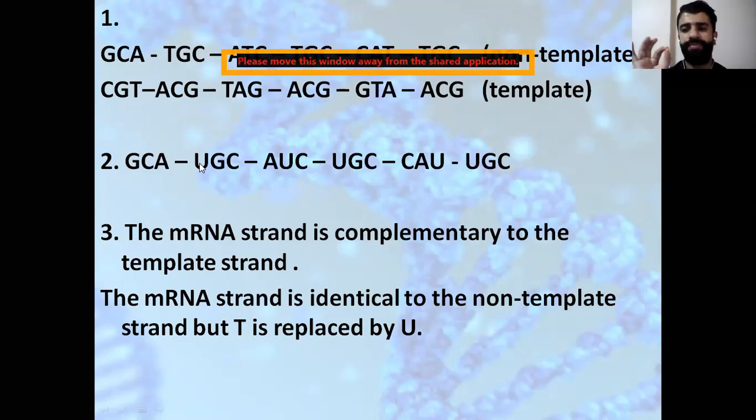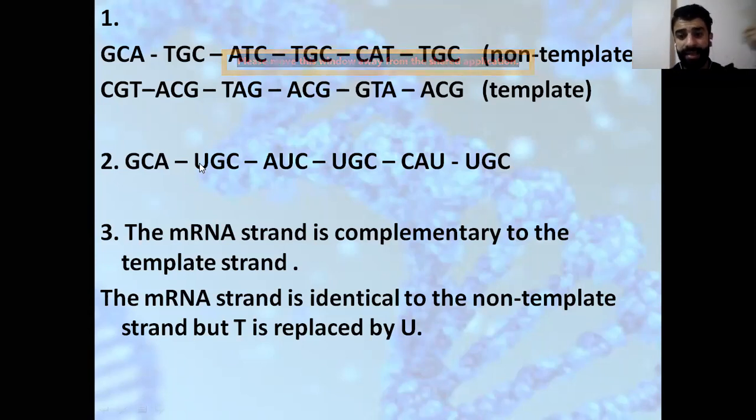So what's the difference between the DNA and mRNA? First of all, DNA is double-stranded, mRNA is single-stranded. Second, DNA contains T, A, C, G, while in the mRNA we have A, C, G, and instead of T we have U. This you can determine that this is the sequence of mRNA. So the mRNA strand is always complementary to the template, while the mRNA strand is the same as the non-template, while the T is replaced by U.